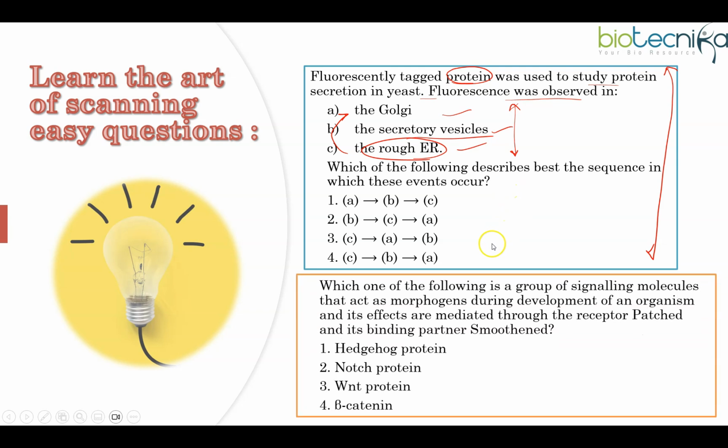and sent out. Okay, which of the following is a group of signaling molecules that act as morphogens during development, and its effects are mediated through the receptor patched and binding partner smoothened? Again, this is a very easy question from unit 5. If you have studied the signaling pathways of unit 5, as in Biotecnika classes, when we teach these signaling pathways, we make sure you know the signaling molecule, which in this case is hedgehog, the receptor molecule which is patched, and any other associated secondary molecule, which in this case is smoothened, or commonly called SMO. So the answer over here will be hedgehog protein.